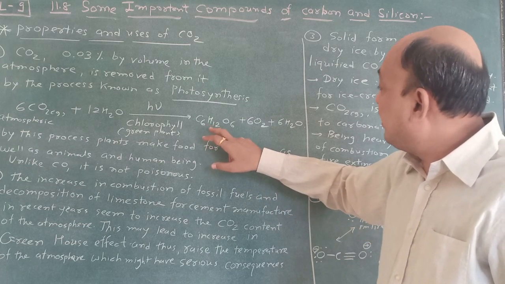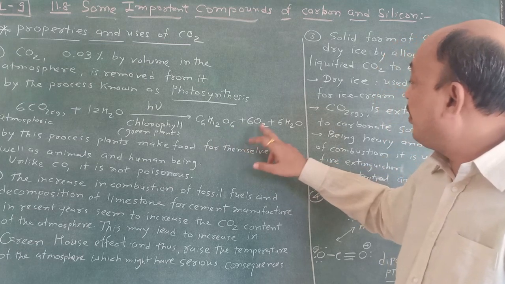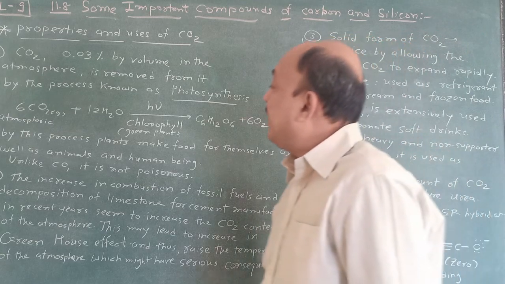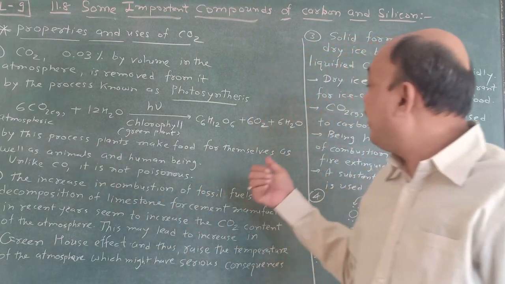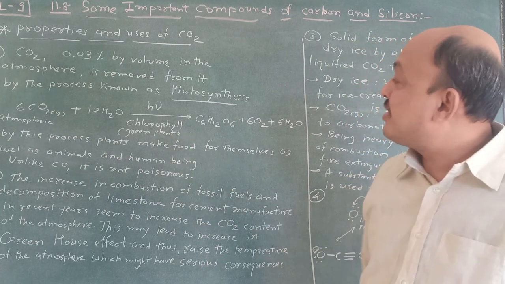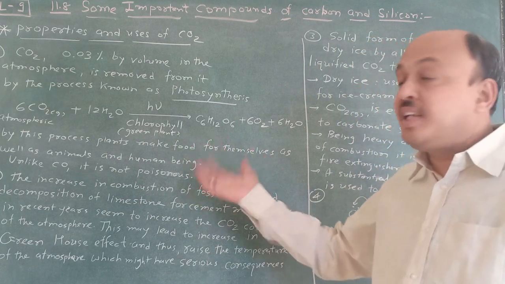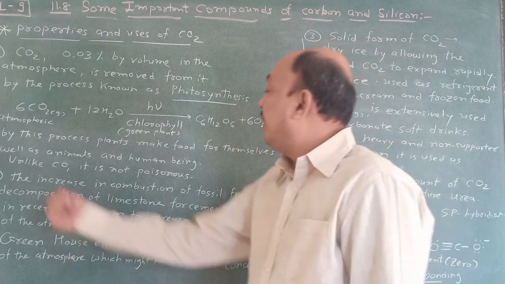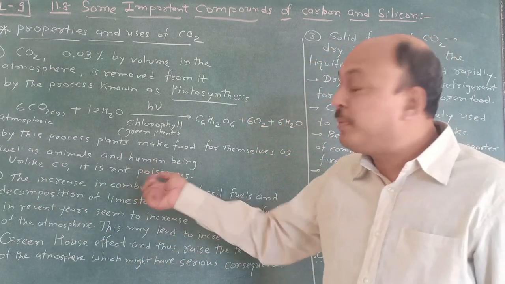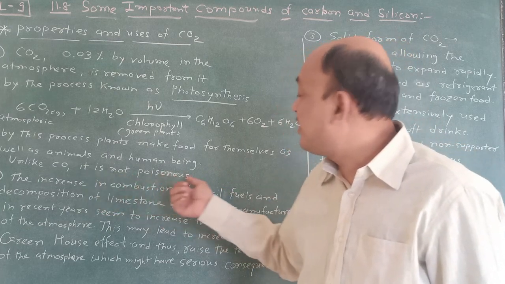So this glucose plus 6 moles of O2 and 6 moles of water are released. By this process, plants make food for themselves as well as animals and human beings. This process is known as the photosynthesis process. You already learned it in your lower standard. Unlike carbon monoxide, it is not poisonous.